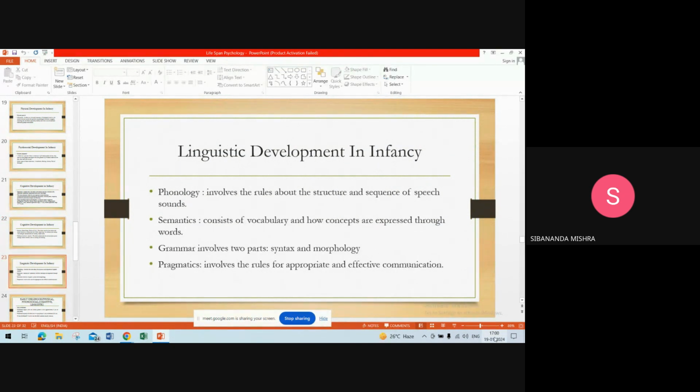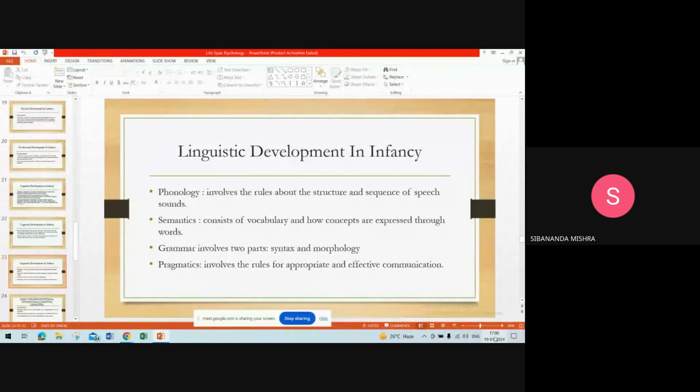Linguistic development in infancy. Linguistic means language development, a process starting early in human life, when a person begins to acquire language by learning it as it is spoken, by mimicry. Children's language development moves from simple to complex.